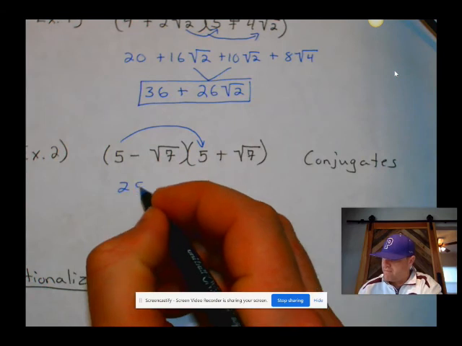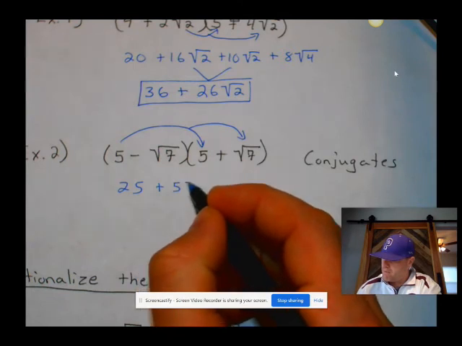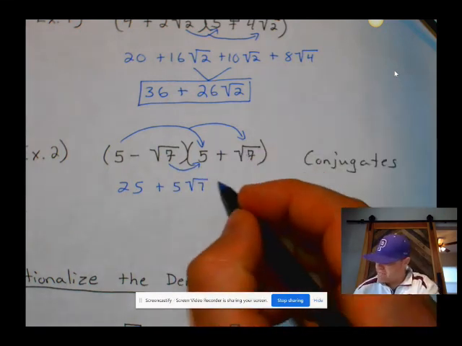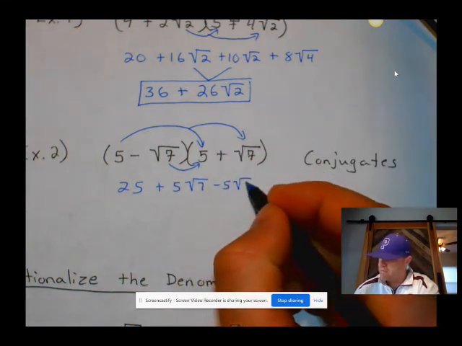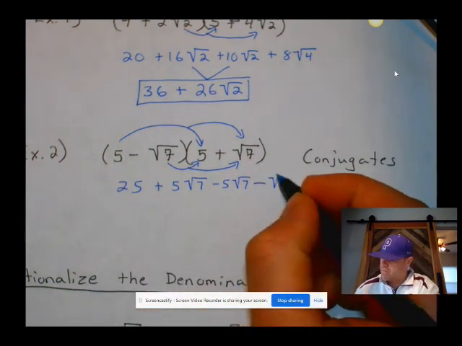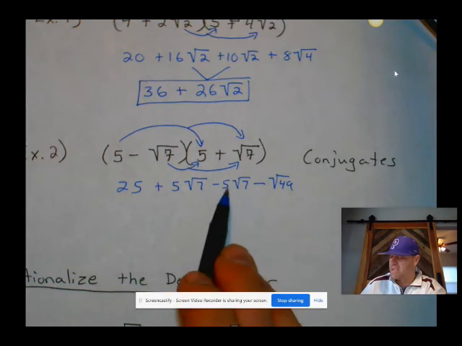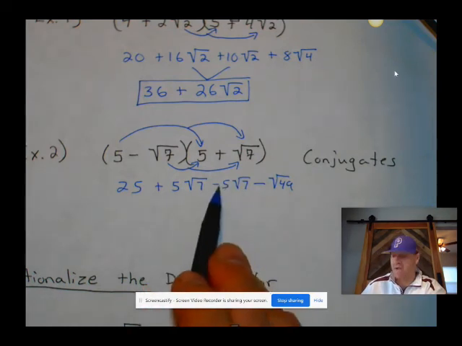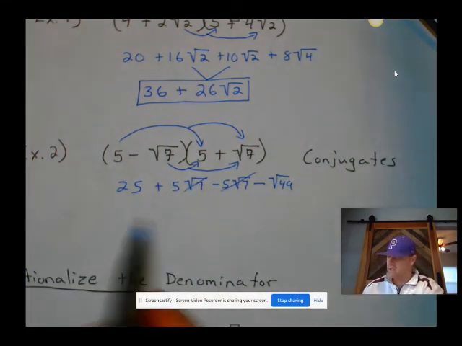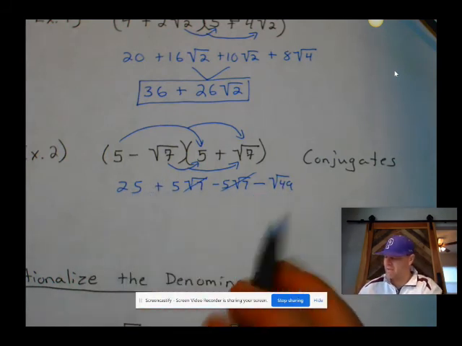This is going to be 25, and then multiply that together, and that's going to be 5 root 7. Multiply that together, and that's going to give me negative 5 root 7. And then that right there is going to give me negative square root of 49. Okay, we can see if I have 5 root 7 and minus 5 root 7, those are like radicals, and they just cancel each other off. Because if I have 5 and I take away 5, I'm left with 0. This is going to be 25 minus the square root of 49, which is 7. So this is 25 minus 7 to get my final answer here.